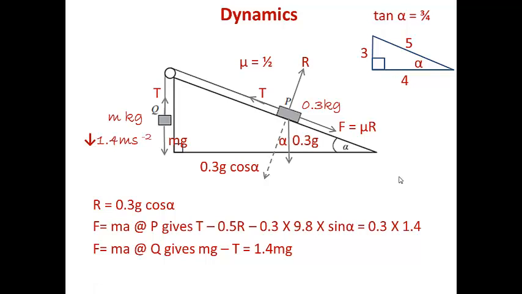Secondly, we can apply F equals ma to Q. The net force on Q is mg minus T acting downwards, and this is making the mass m accelerate at 1.4 meters per second squared. So now we have three equations, and it allows us to solve for the reaction, which we have directly here, and it allows us to calculate the tension in the string.